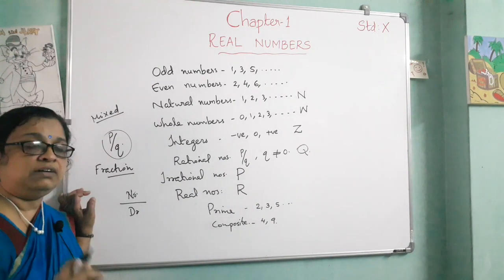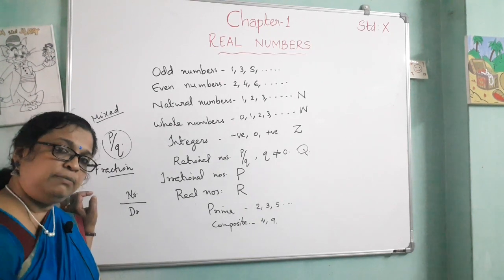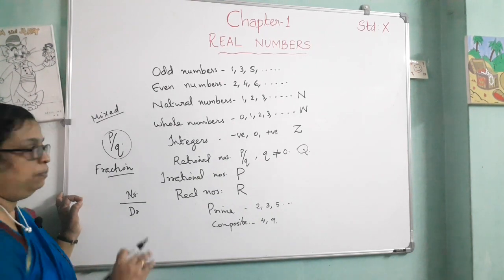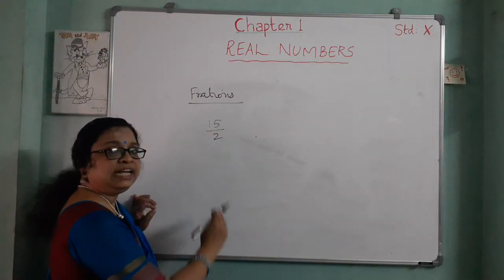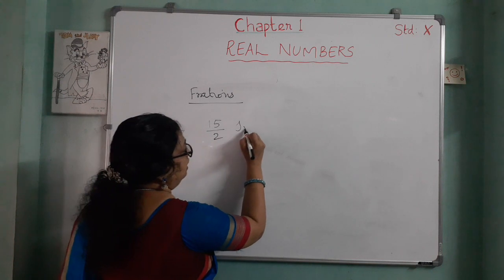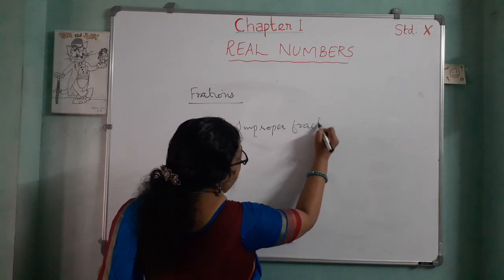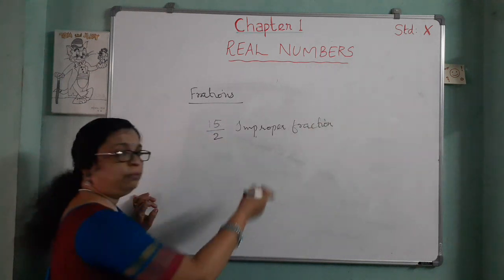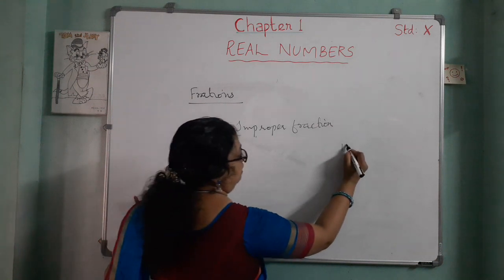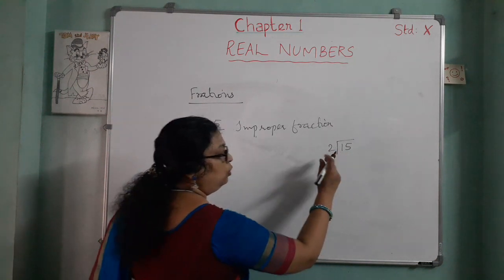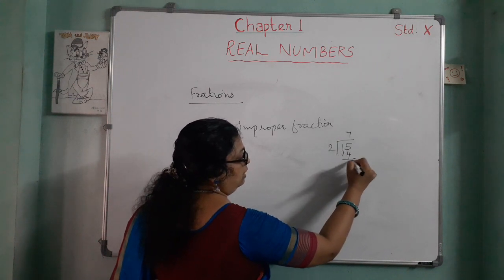Then we study the conversions, that is an improper fraction into a mixed fraction and a mixed fraction into an improper fraction. Take the fraction 15 by 2. The numerator is greater than the denominator, so it is an improper fraction. We know how to convert improper into mixed and mixed to improper. How to convert? First we divide 15 divided by 2. 2 table, how many times? 7 times 14, and the remainder is 1.